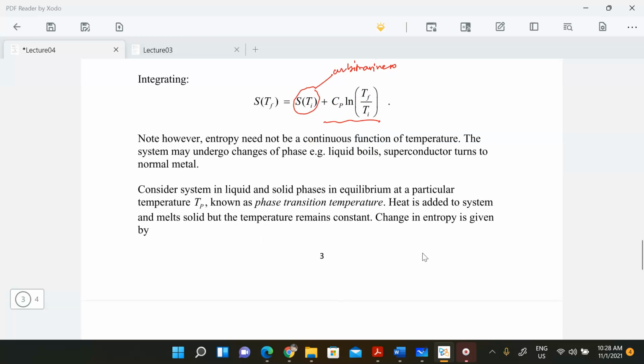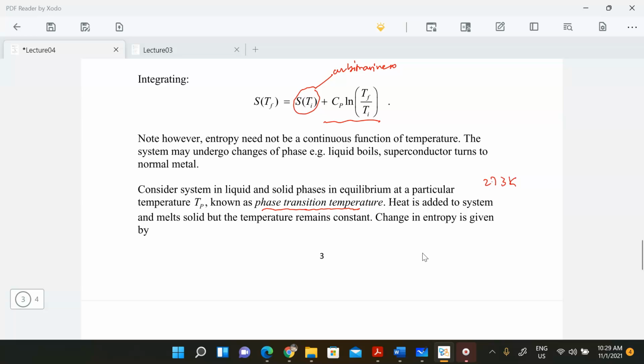Let's consider the easy case of a system in liquid and solid phases in equilibrium. So you have both the solid state as well as the liquid state, say ice water, for example. These are in equilibrium at a particular temperature called the phase transition temperature. In the case of ice water, it will be 273 Kelvin.